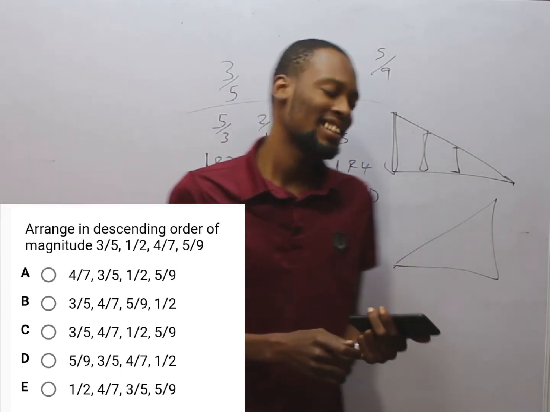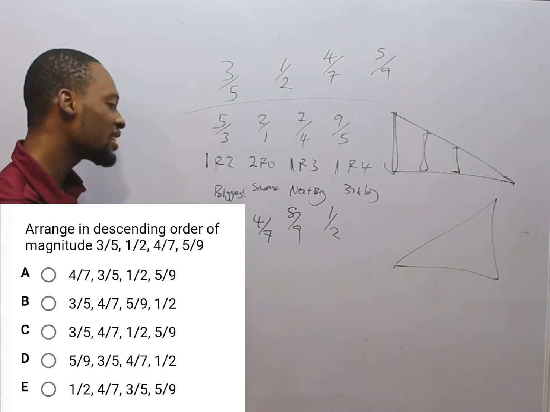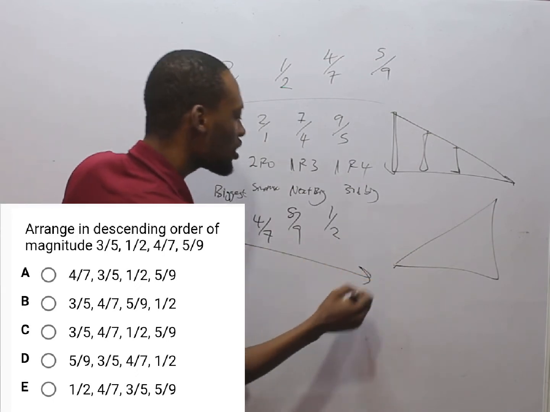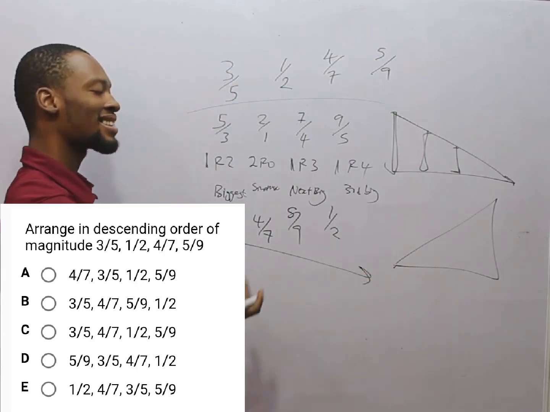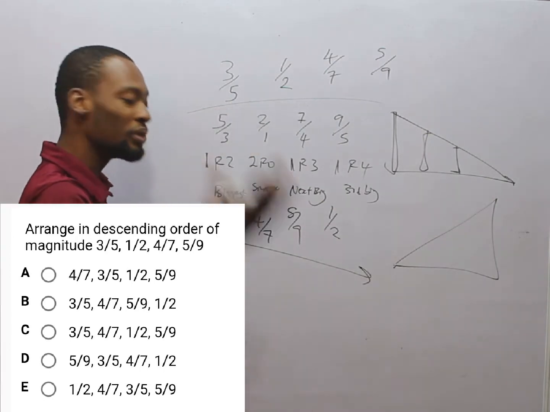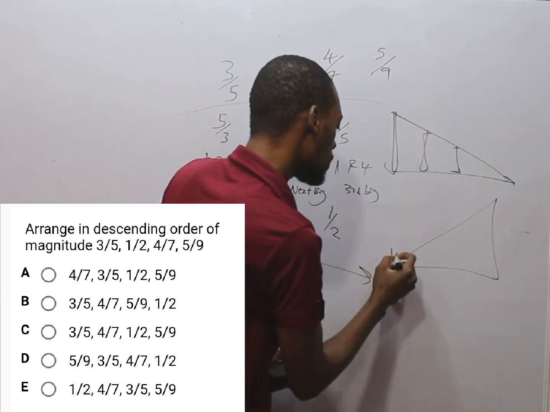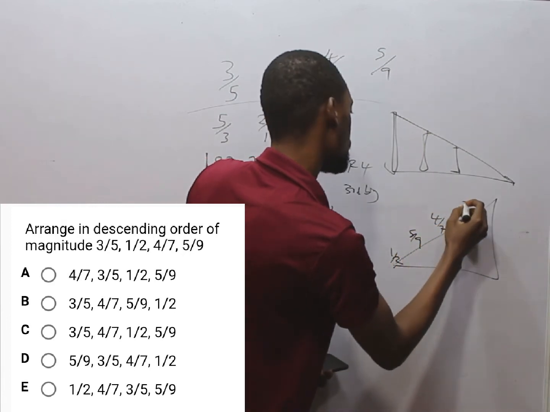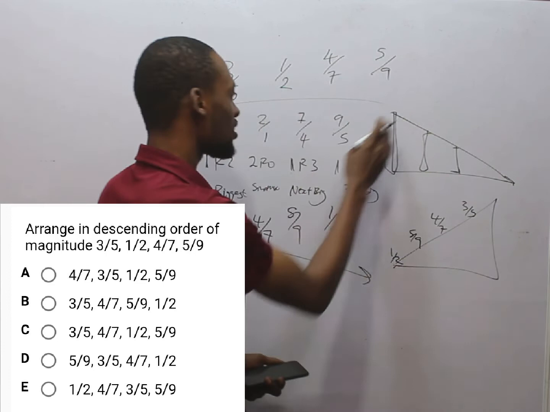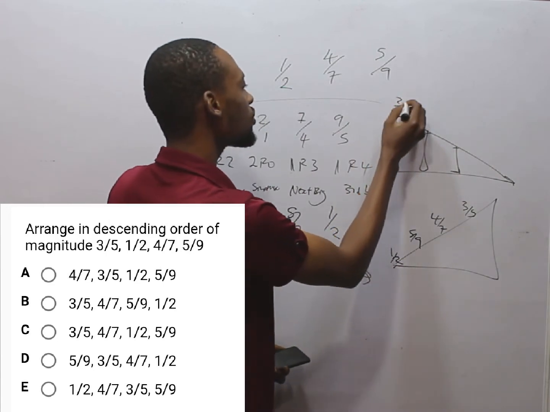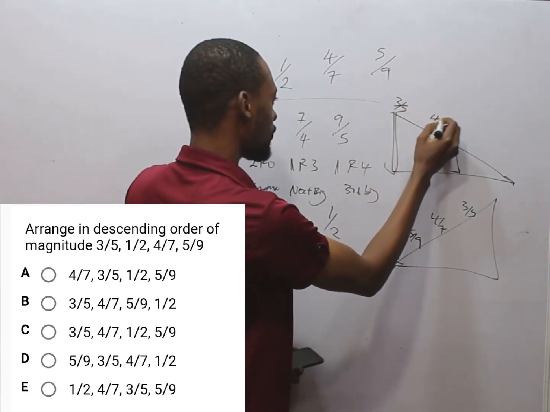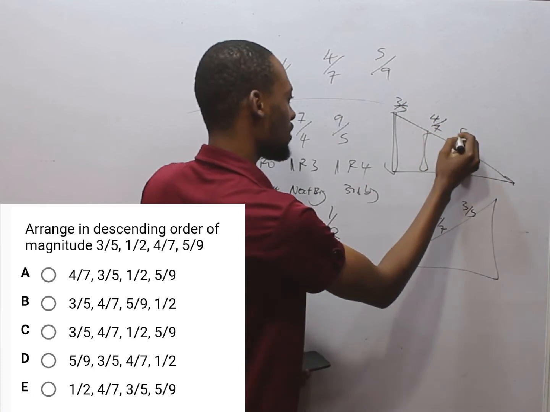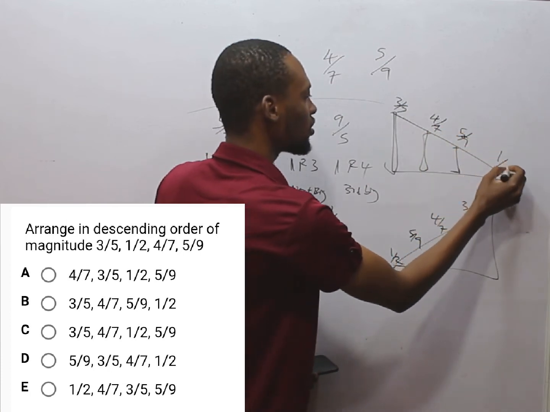That is the descending order. If they had said ascending order, it simply means from smallest to biggest. So ascending will be 1 over 2, 5 over 9, 4 over 7, 3 over 5. Descending, which we are asked to do, is 3 over 5, greater than 4 over 7, greater than 5 over 9, greater than 1 over 2.